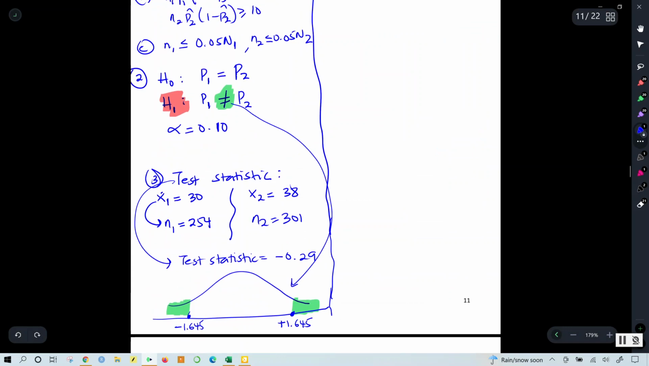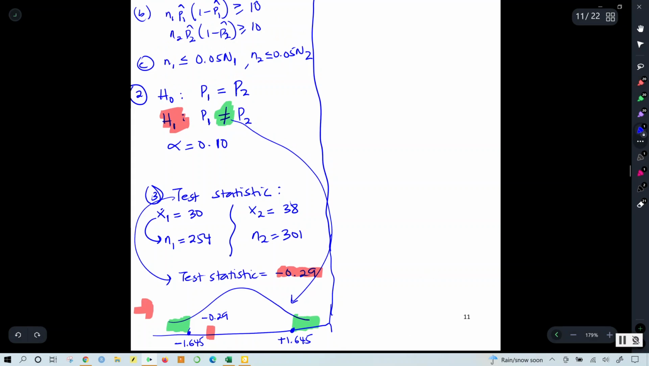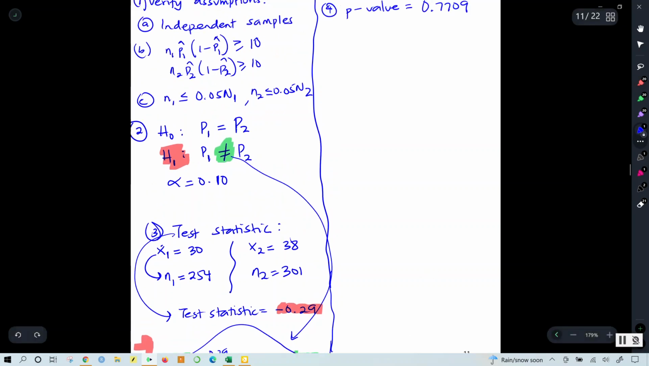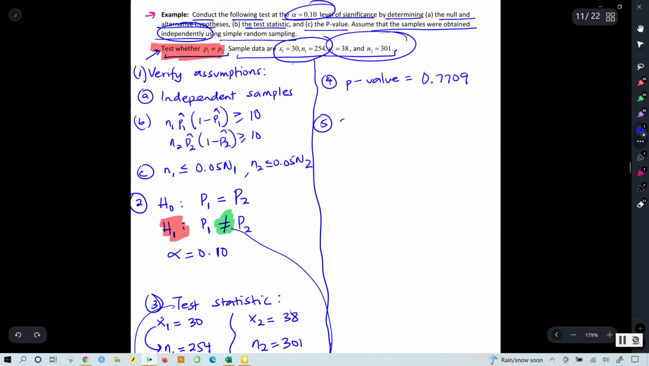Then all I need to note is where my test statistic, negative 0.29, lies. Is it in the rejection region, which is shaded, or otherwise? Negative 0.29 should be somewhere after negative 1.645, so it does not fall in the rejection region. So this tells me something. Conclusion.